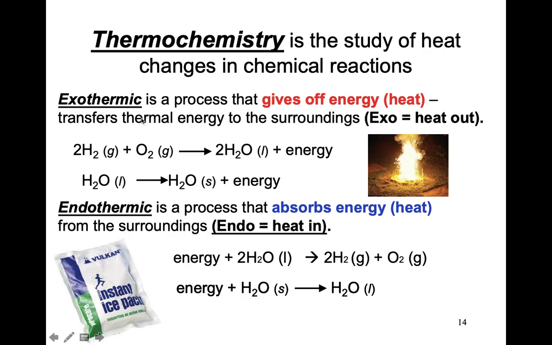Okay, so important things to know. Exo gives off, and look where the energy is. And then endo, heat goes in, and look where the energy is in the equation. These will be important.